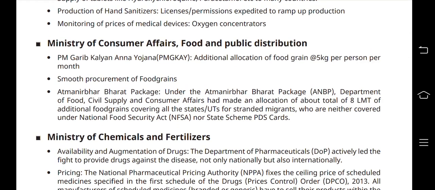Ministry of Consumer Affairs, Food and Public Distribution. PM Garib Kalyan Anna Yojana (PMGKAY): additional allocation of food grain, 5 kg per person per month, and smooth procurement of the food grains. Atmanirbhar Bharat package: under ANBP, the Department of Food, Civil Supplies and Consumer Affairs made an allocation of a total of 8 LMT of additional food grains covering all the states and union territories for stranded migrants who are neither covered under the National Food Security Act (NFSA) nor state schemes, PDS cards, public distribution system cards.